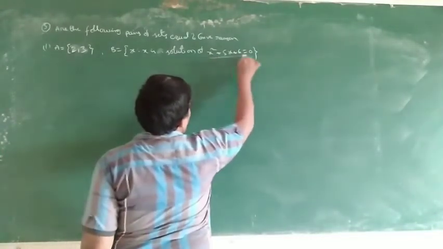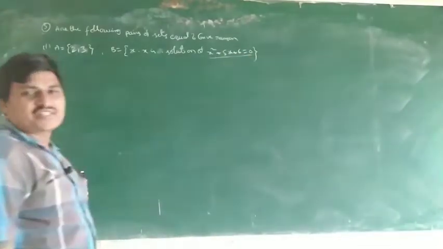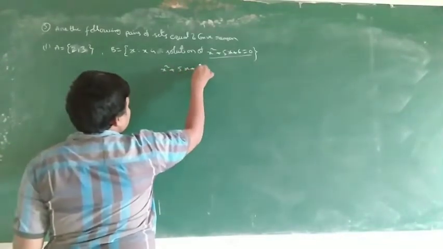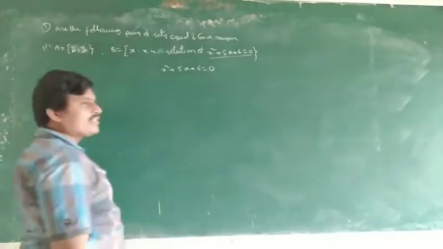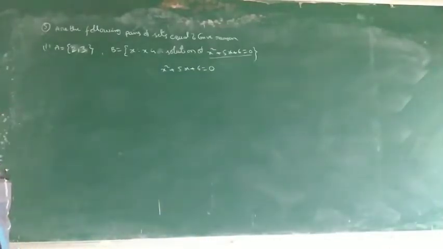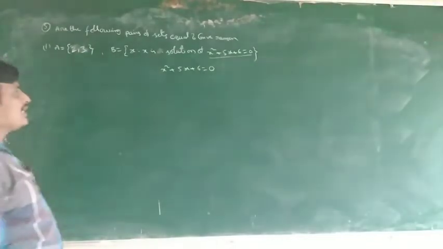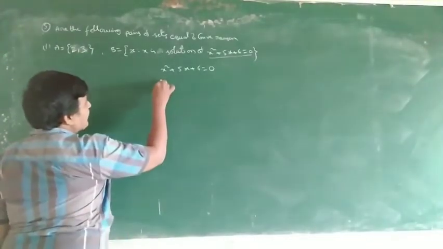A is equal to {2, 3}, directly given. First, what is B? The set builder form is converted into roster form. This is a quadratic equation. How many solutions does a quadratic equation have? Two solutions. So what are they? x square plus 5x plus 6 is equal to 0. Apply the formula, minus b plus or minus root of b square minus 4ac by 2a, or a direct trial and error method. What is the trial and error method?